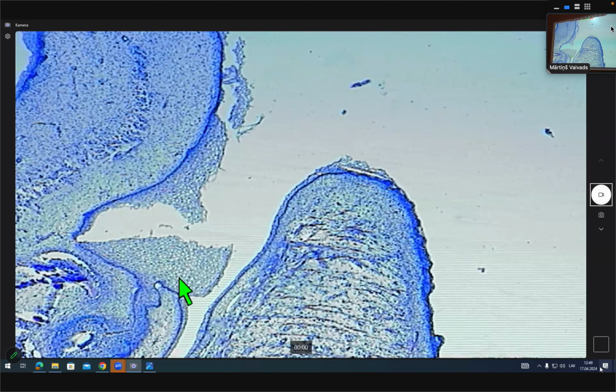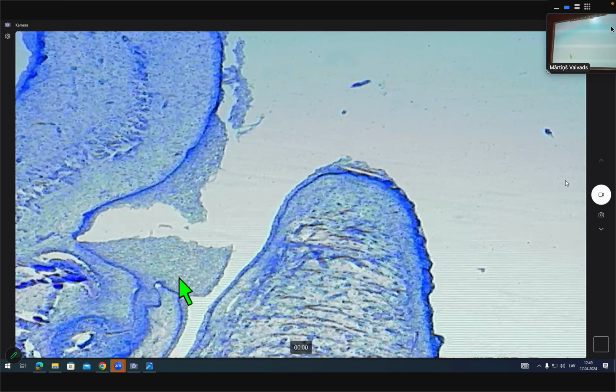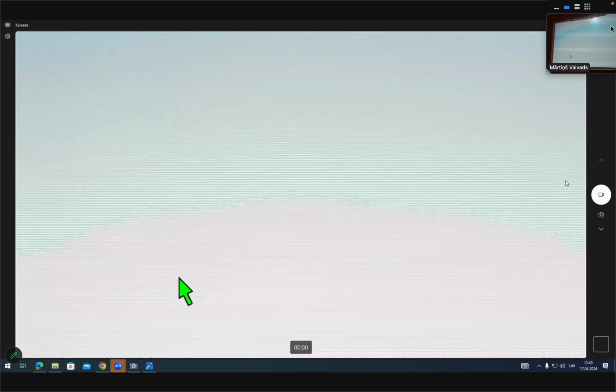Any questions about this slide, or we can move on? No questions in the auditorium, maybe some questions in Zoom. I see no comments yet, so let's move. Next slide will be tongue development, weeks 10, 11. So tongue development, weeks 10, 11.